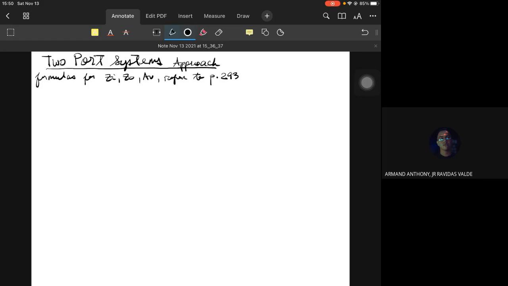Now, this topic, two-port systems approach, is a more systematic way of analyzing circuits. What do we mean when we say systematic? As you could remember from our first week's discussion, I introduced the systems approach to analyzing engineering systems. So having that in mind, that is how we define systematic. It's sort of a systems point of view of any particular circuit.